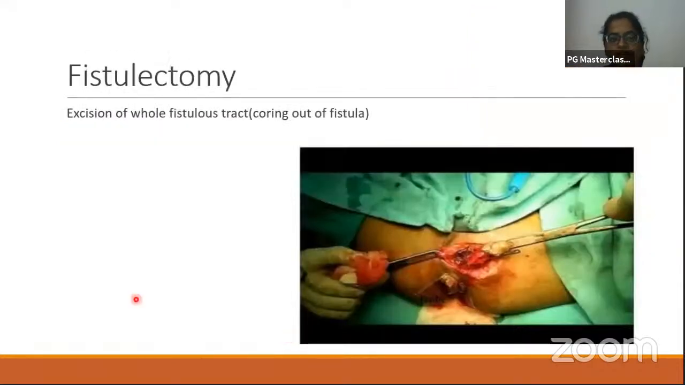Next is fistulectomy. Fistulectomy involves excision of the whole fistula tract, which can also be called coring out of the fistula.